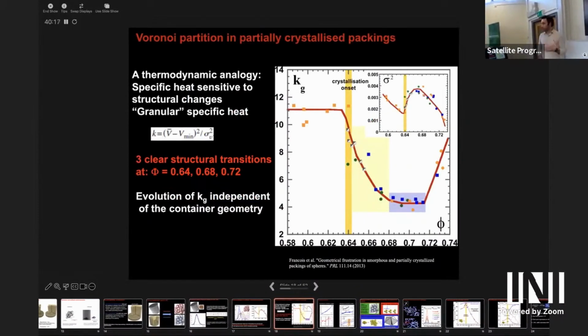So you can repeat the process for many packings. And what you get is that, yes, more or less for the disordered packing below the Bernal density, you have this value of K close to 11 for most disordered packings. Then you have 3 transitions at 64, 68, and 72 that produce different values of K. This K is related to the specific heat equivalent in granular materials. In the same way as we define specific heat, the amount of energy you give to the system to increase its temperature by 1 degree, for instance.